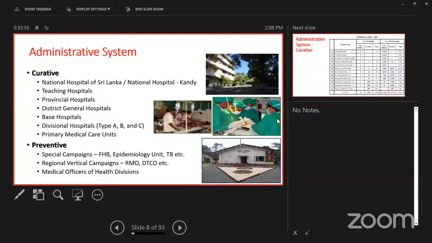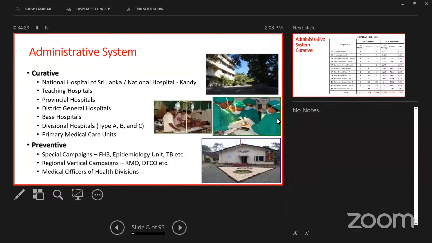Then the medical officer leprosy is at the district level, and he represents the central leprosy campaign. So like that, there are regional or district level vertical campaigns for the preventive health system, and the grassroots level preventive health structure is the medical officer of health division, or MOH division. We will discuss the MOH office in the next slide.